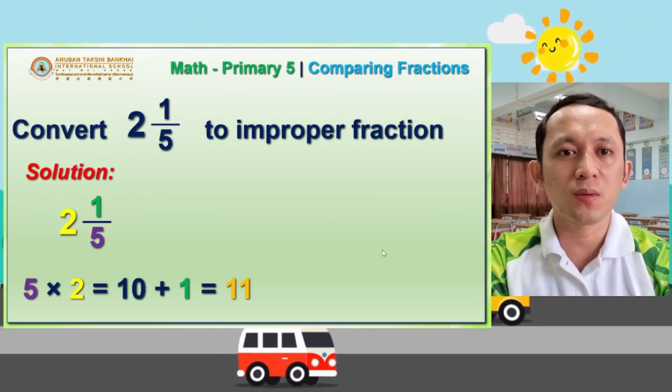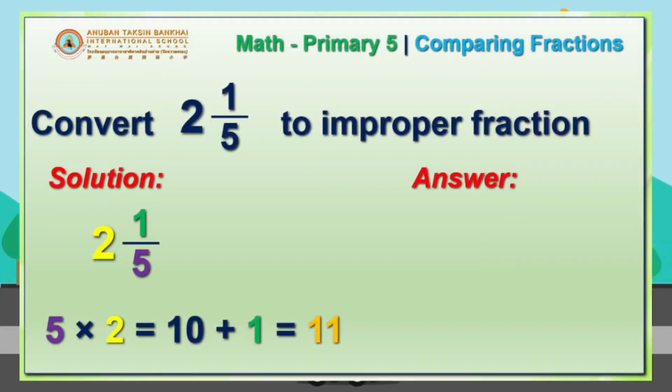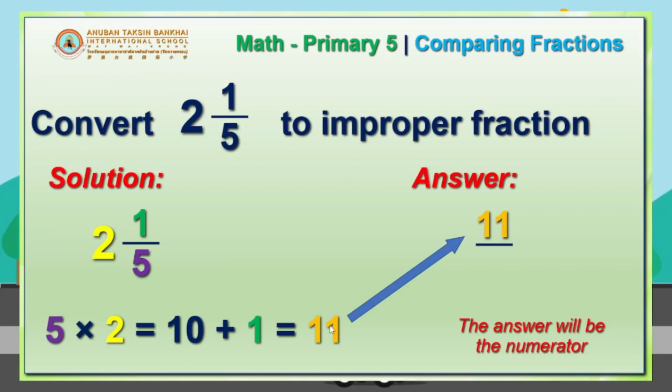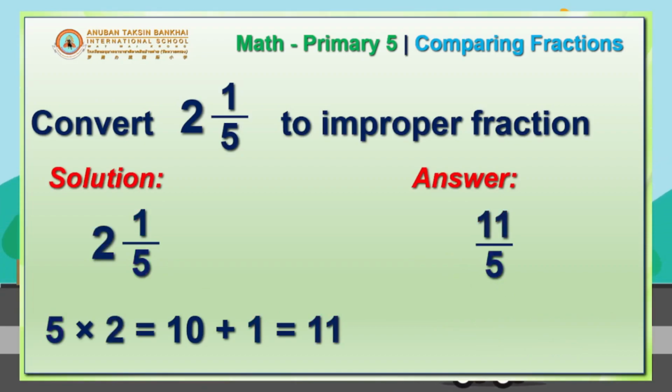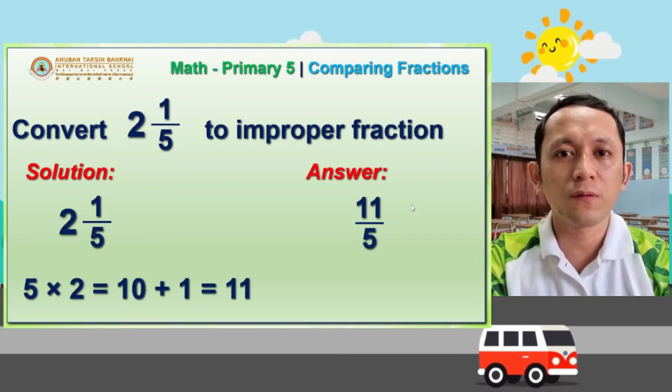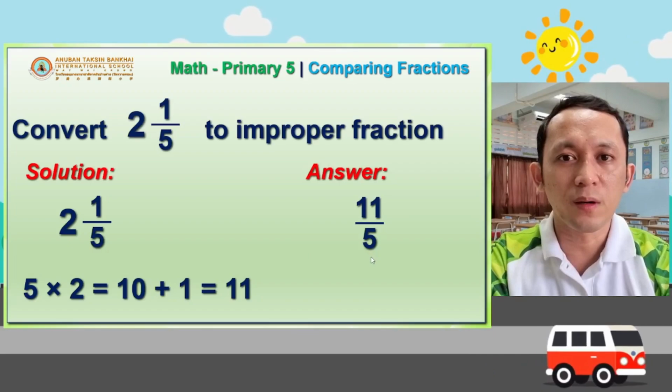So how are we going to write our answer? Just copy our answer here. That will be our numerator. And of course, our denominator will still be the same. So our answer will be 11 over 5. So again, 2 and 1 over 5 is equal to 11 over 5.